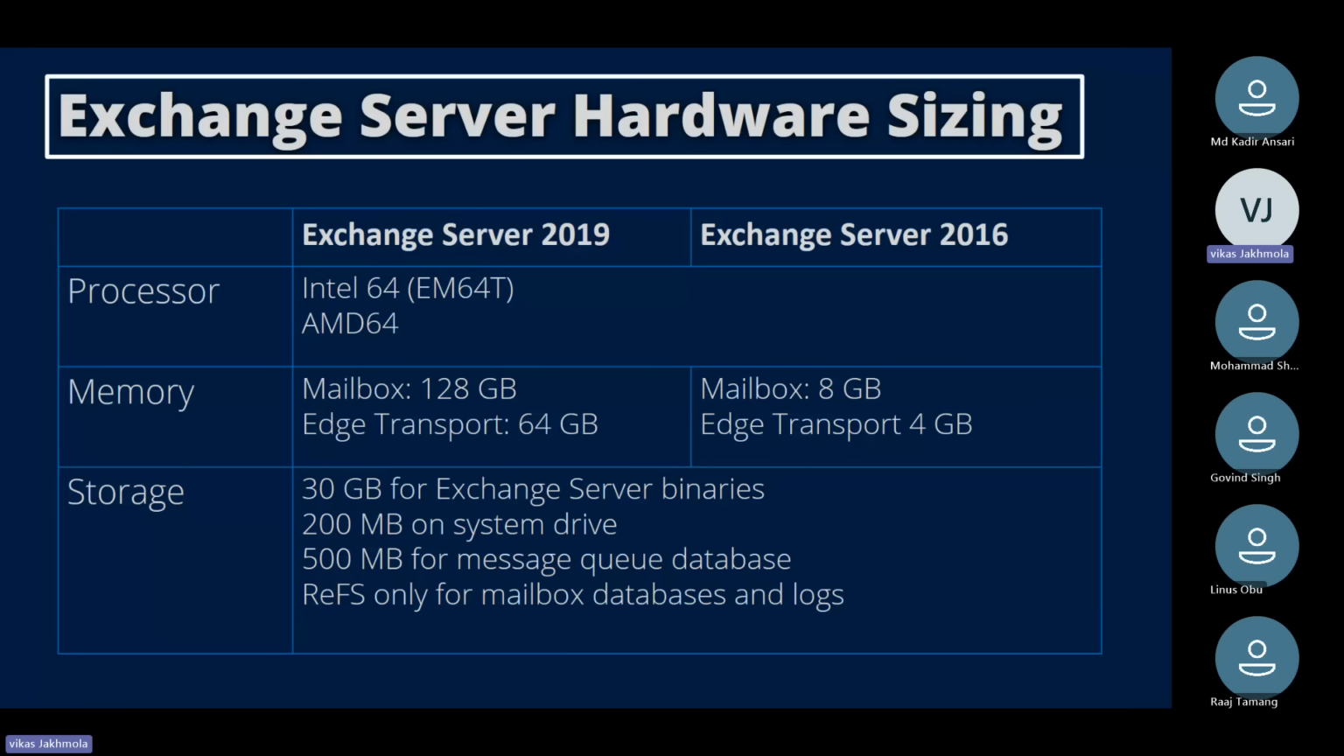And this is the Exchange hardware sizing. If you see that we have a mailbox role, Exchange 2019 needs at least a minimum of 128 GB, and Exchange transport needs 64 GB. For the Edge Transport it's 4 GB, and for a mailbox it's 8 GB for 2016. And there is a minimum of 30 GB for Exchange binaries. This is the minimum requirement Microsoft has listed on their website. Intel 64-bit and AMD 64-bit architecture is needed for Exchange; 32-bit is no longer supported. So this is the hardware sizing for Exchange 2016 and 2019.